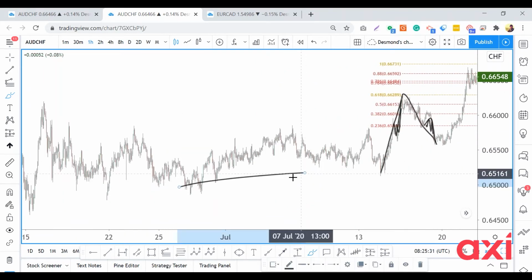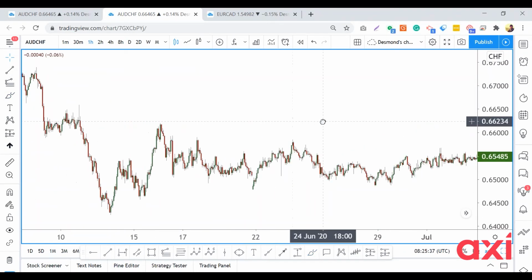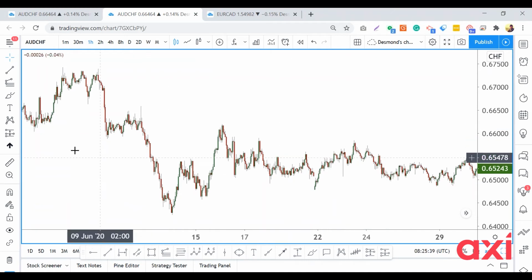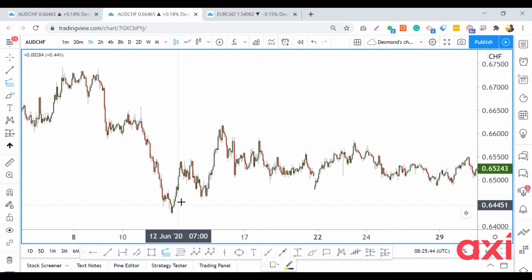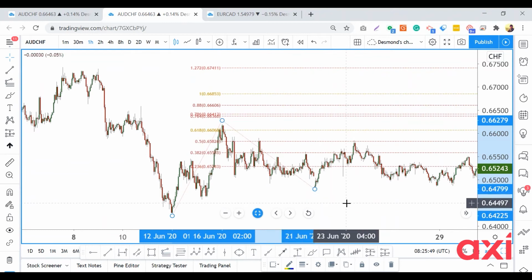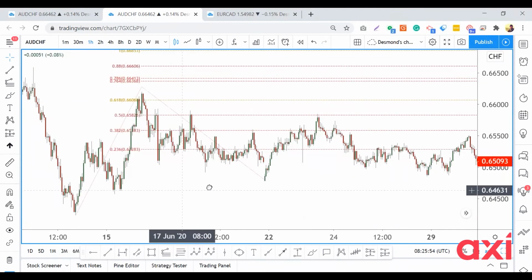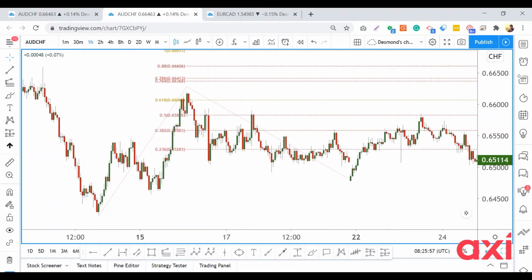What is the opposite? The opposite is maybe something like this. Let me see if I can pick it. All right, this is what I mean by a bad structure. I'm just going to zoom in for you guys. I'm just going to use a pen here. If this is my key level over here, this is my trend line.